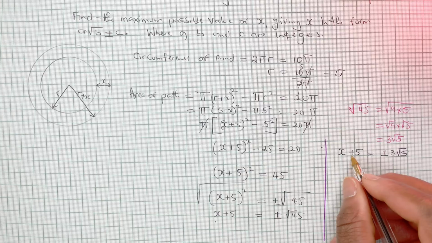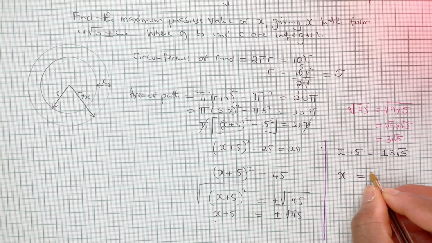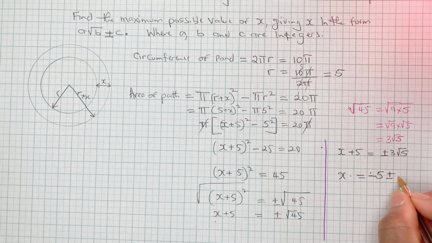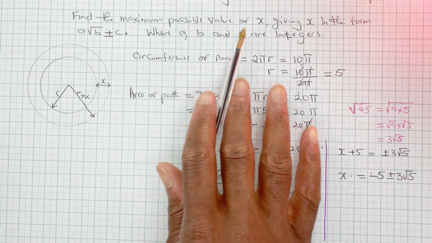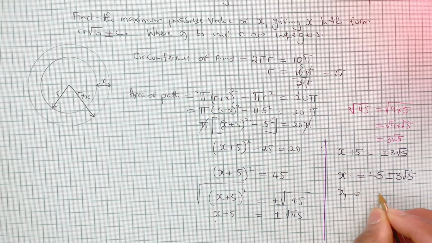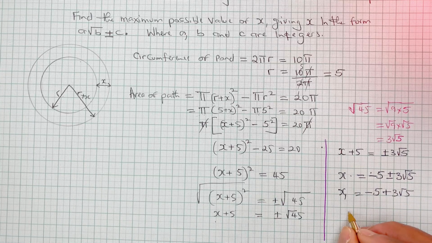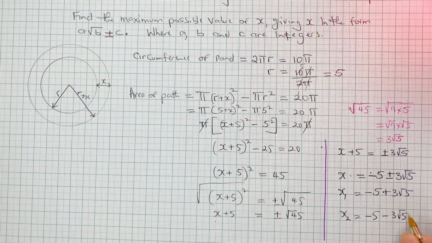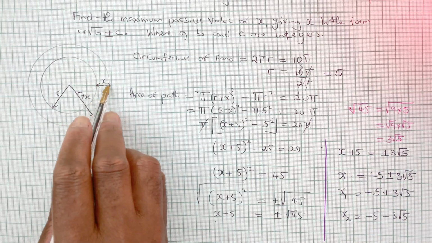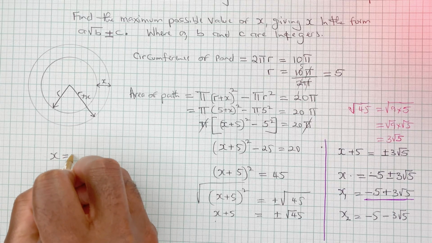Then I need to take away 5 from both sides, or move that 5 to the other side. The sign will change. x will be equal to minus 5 plus or minus 3 root 5. We're trying to find the maximum value of x. So I've got two answers for x here. x1 is minus 5 plus 3 root 5, or x2, which is minus 5 minus 3 root 5. It can't be a negative value because this path width can only be a positive value. So it's got to be that one here.